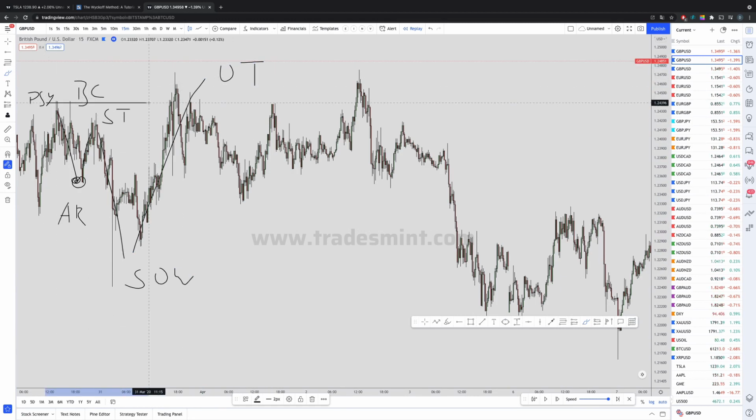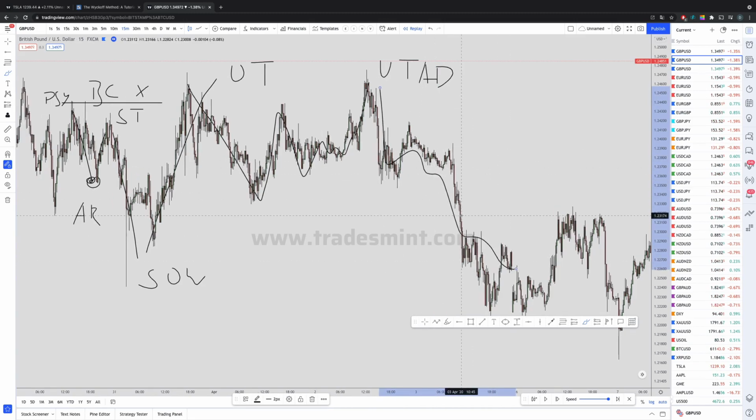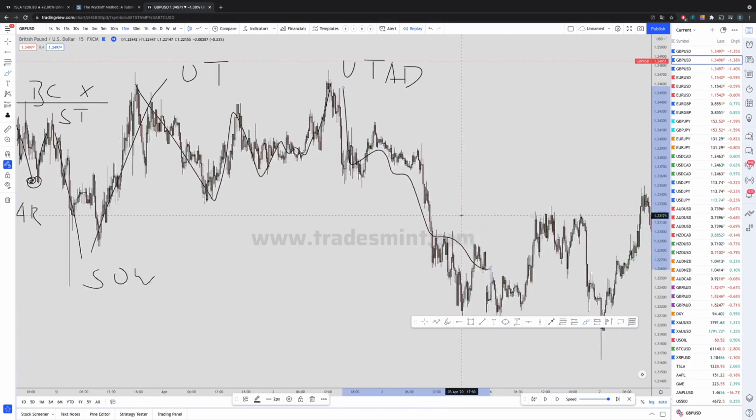This is where price cleared in the first place liquidity from here, dropping lower. Again, you have your automatic reaction, and then price said okay, we don't have enough liquidity, so let's get it one more time to the upside, the UTAD, and then price started moving to the downside. Okay, but you need to view it then like this.